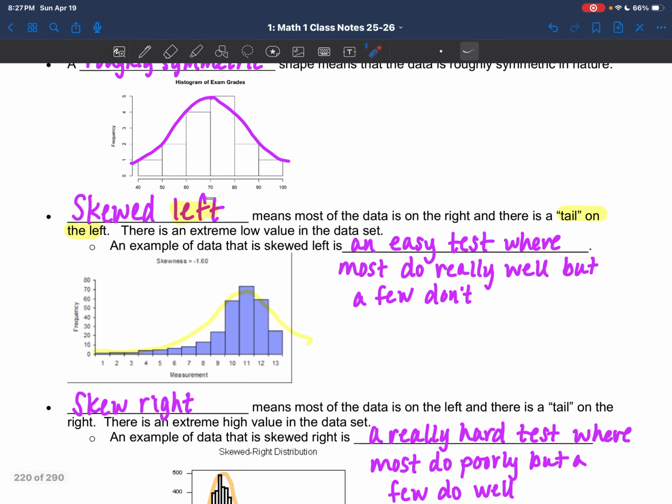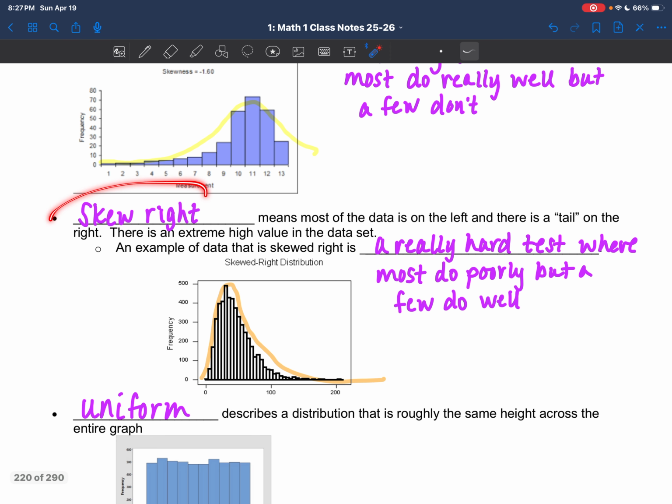Skewed left. Now this is important because it means most of the data is on the right and there's a tail on the left. So we're going to look at the tail, and that's how you know what direction you're skewed. So there's an extreme low value in the data set. An example of data that's skewed left would be a really easy test where most people get A's or do very well. If a lot of people got really good grades, it would be skewed left because we're looking at where the tail is.